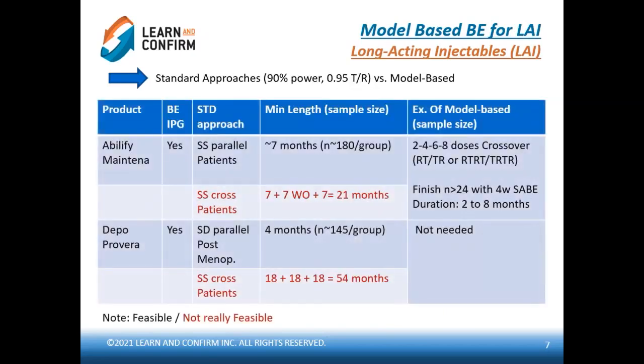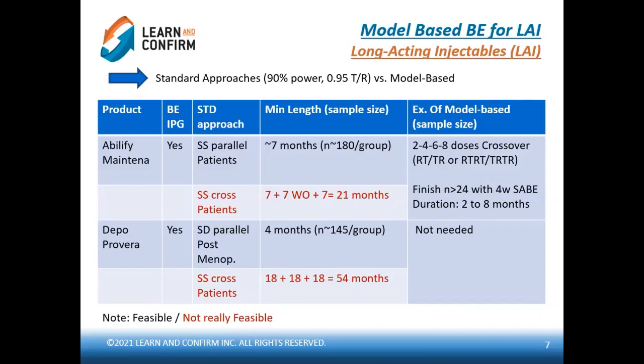On this table now is presented the examples of products that we just showed, what would be a standard approach in terms of parallel or crossover, whether it would be feasible, then it's in black, or not feasible, then it would appear in red, and what would be an example of a model-based BE approach that you could use for these products. So if we look at Depo-Provera, for example, the Provera is a long-acting injectable of medroxyprogesterone.